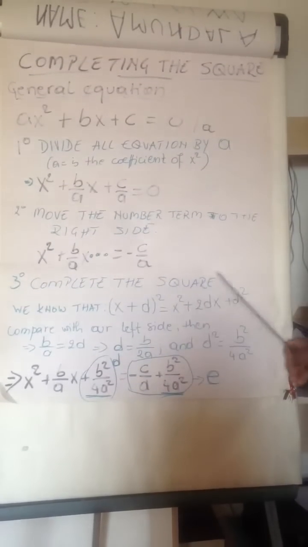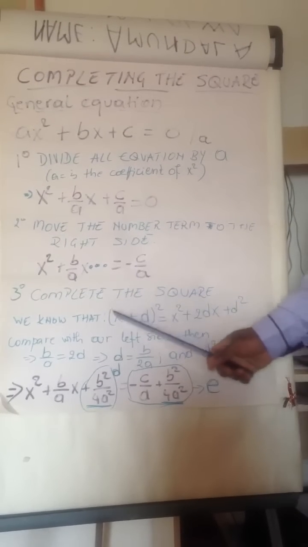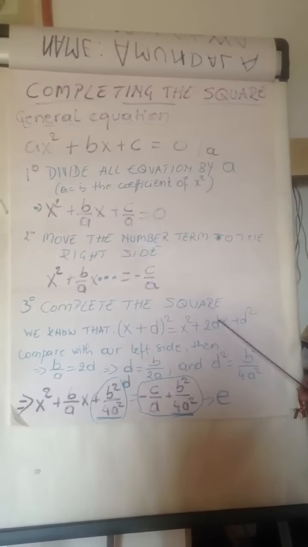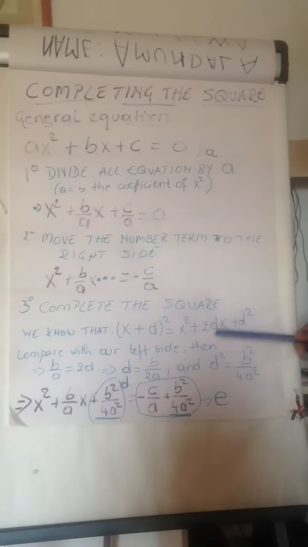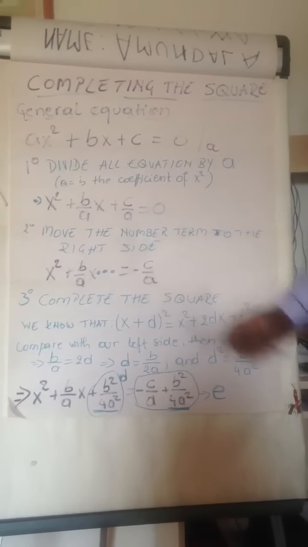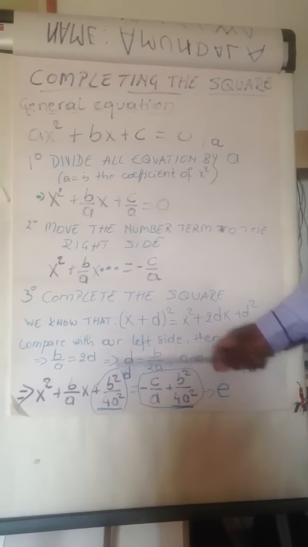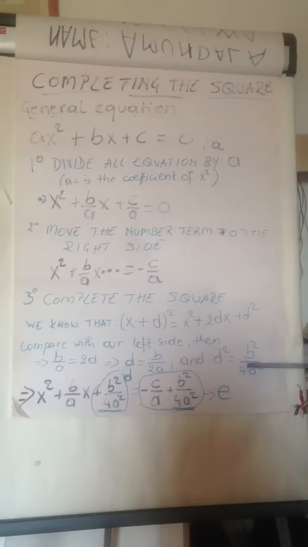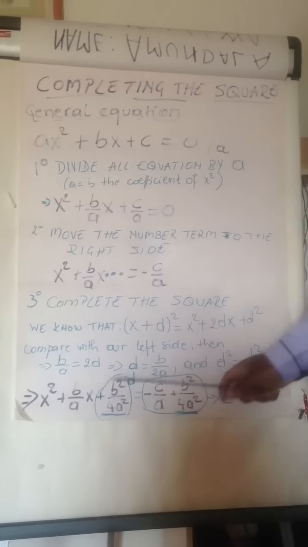So the third step will be completing the square itself. We know that (x plus d) both squared is equal to x squared plus 2dx plus d squared. Comparing this form to our equation, we easily see that 2d will be equal to b over a. Then d will be b over 2a, and d squared will be b squared over 4a squared. So this is the form that we are looking to complete our square.